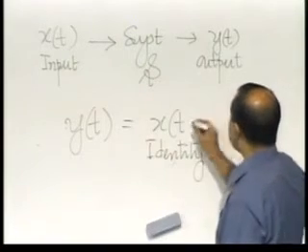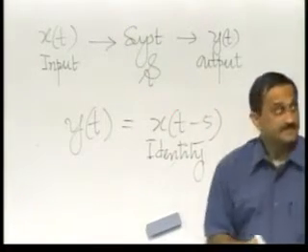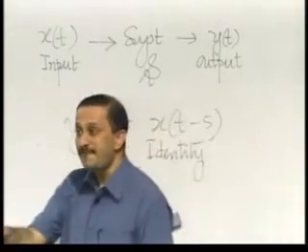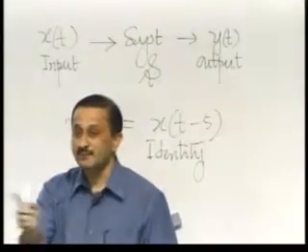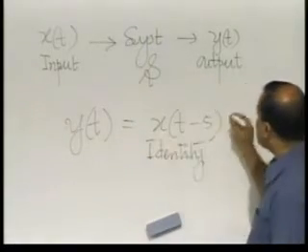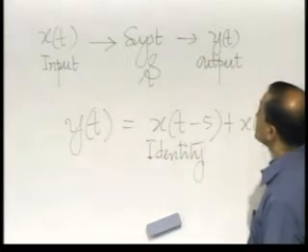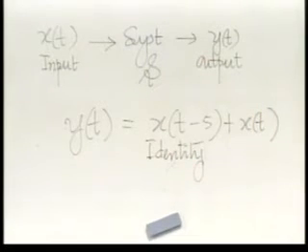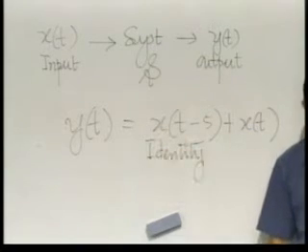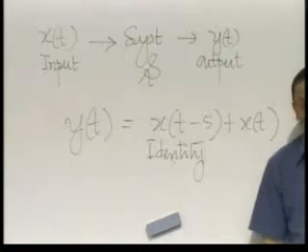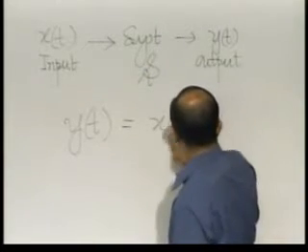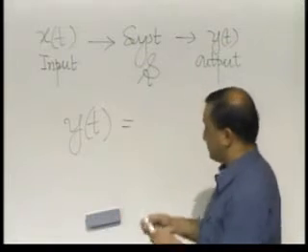y(t) is x(t minus 5). What is the situation? The output at time t does not depend on the input at time t, but depends on the input at time t minus 5. Now y(t) is x(t minus 5) plus x(t). Now, what's the situation? It depends on the input at time t and also on the input at time t minus 5. Now, we go a step further. Why just 2?